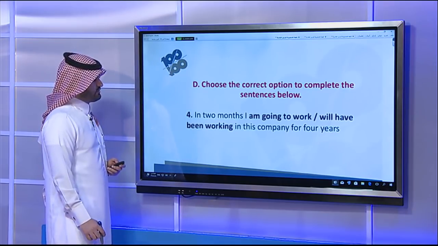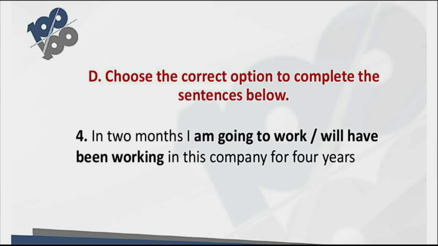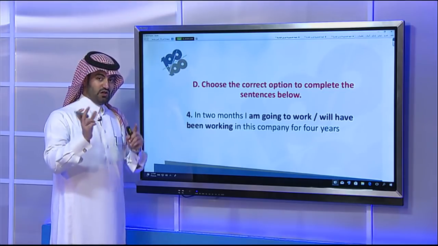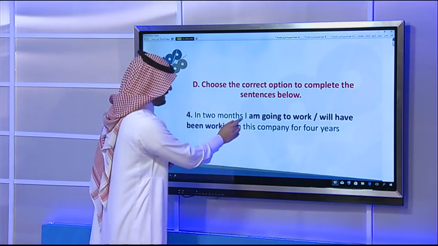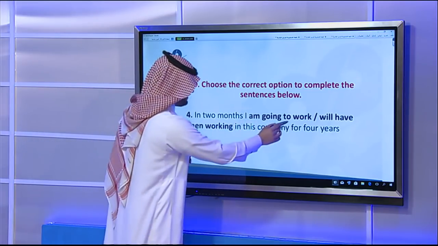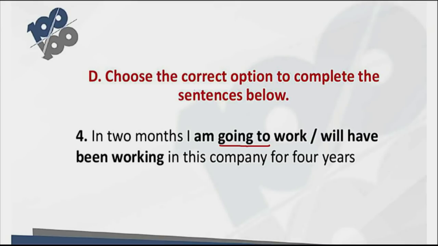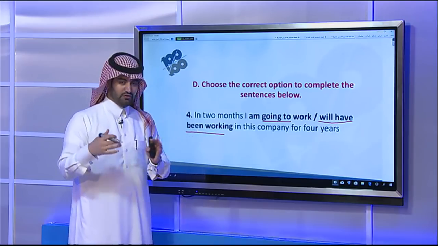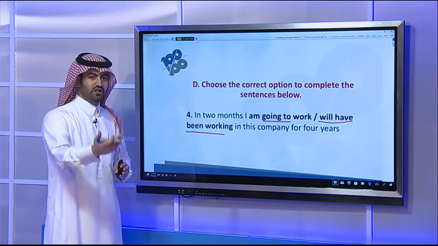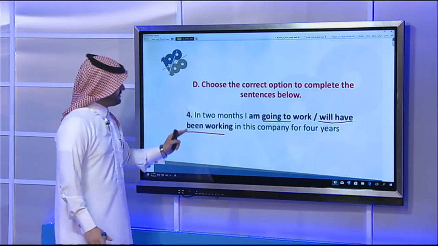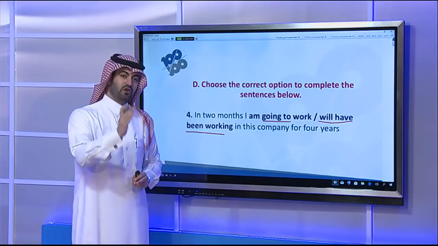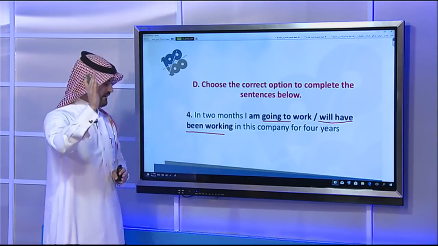Let's move to number four. In 2 months, I am going to work, or in 2 months, I will have been working in this company for 4 years. Now, we have two options, and they are very long. The first one, I am going to work here, future going to. And the second one, will have been working. Four words. We are familiar now with going to: people's intention, prediction based on evidence. But here, will have been working. Here we are talking about the future perfect progressive.